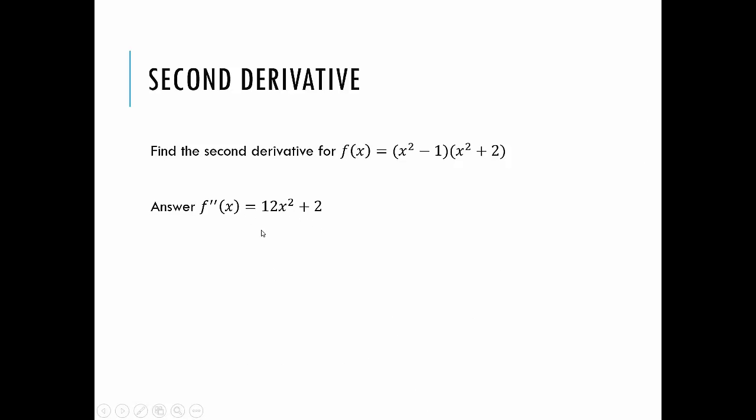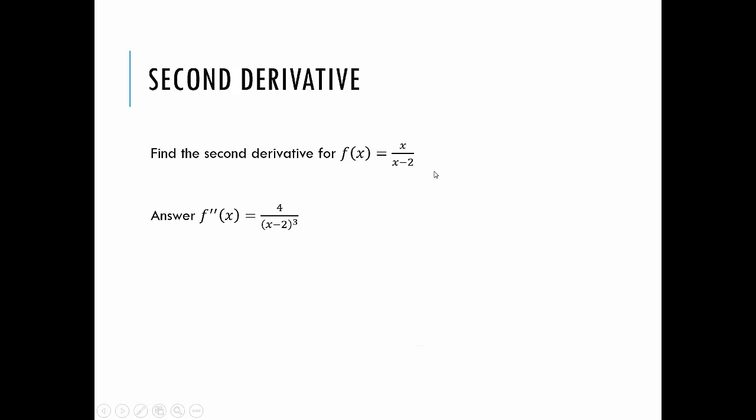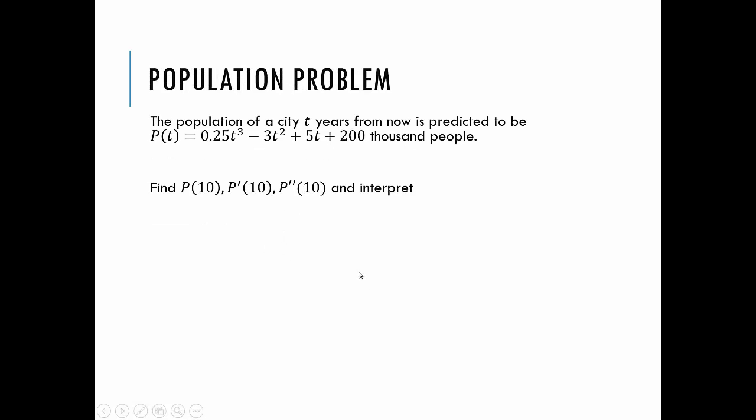If you did not get this answer to find the second derivative and you can't figure out how to get it, then email me. Okay, so I want you to do a little practice. Let's let you do another one. Find the second derivative for this quotient, and there's your answer. So if you go through the steps of the quotient rule twice, because this is the second derivative, you should get this answer.